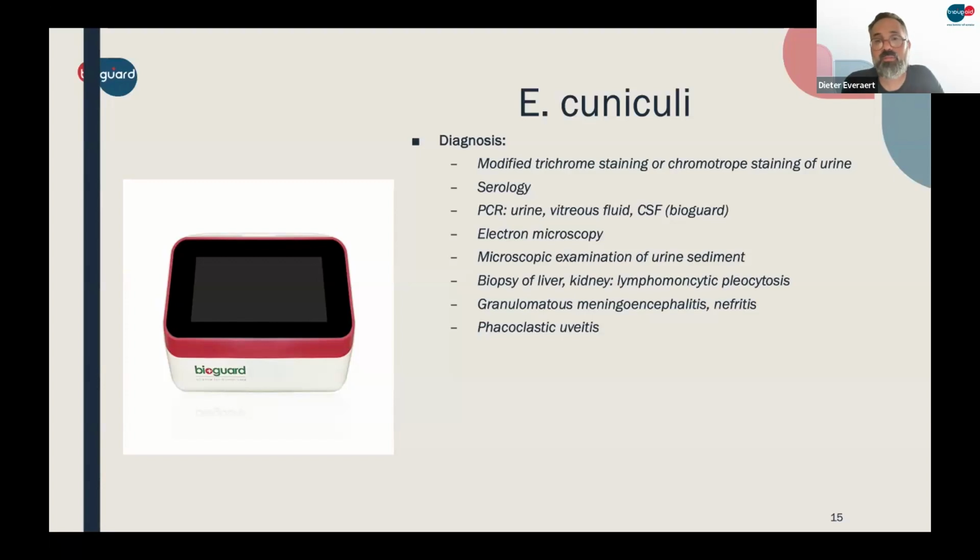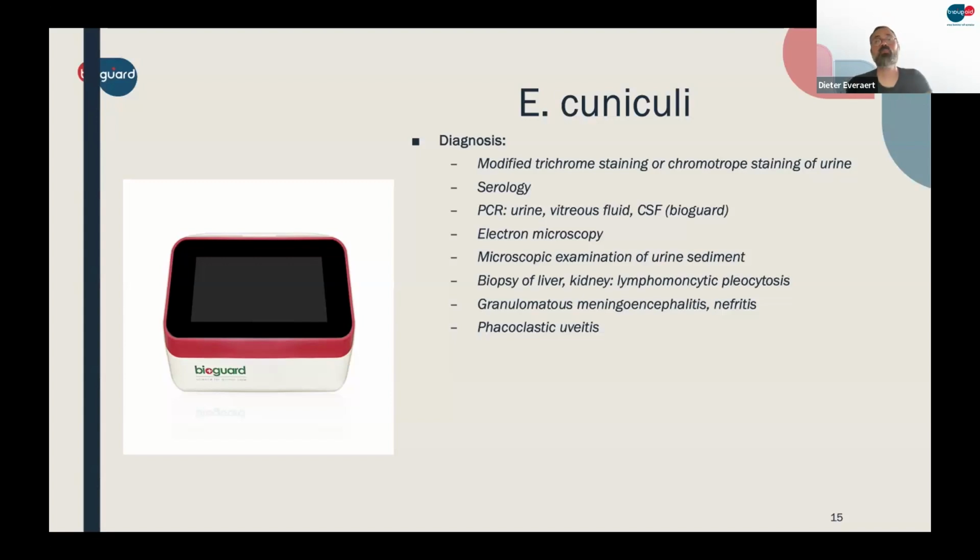If you want, you can send it to the lab for electron microscopy. Honestly, that's mostly used for research. Then there is microscopic examination of urine sediment. You can look at it without coloring or with a modified trichrome staining or chromotrope staining of urine. Honestly, I've read about it, but I've never done it before. I think PCR is way easier than doing that.